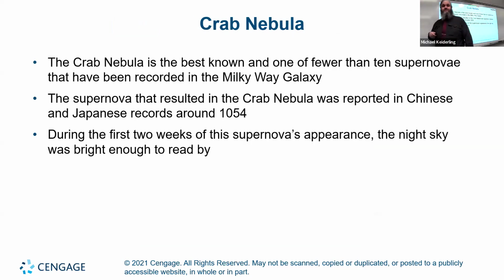The Crab Nebula is the best known of the fewer than 10 supernovae that have been recorded in the Milky Way galaxy. The supernova that resulted in the Crab Nebula was reported in Chinese and Japanese records around 1054. And during the first 2 weeks of the supernova's appearance, the night sky was bright enough to read by. Incredibly bright, dramatic thing.